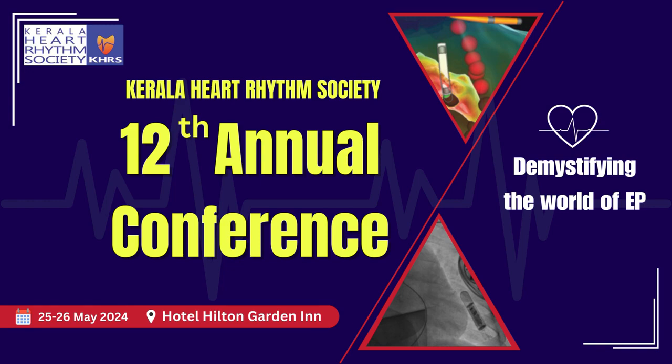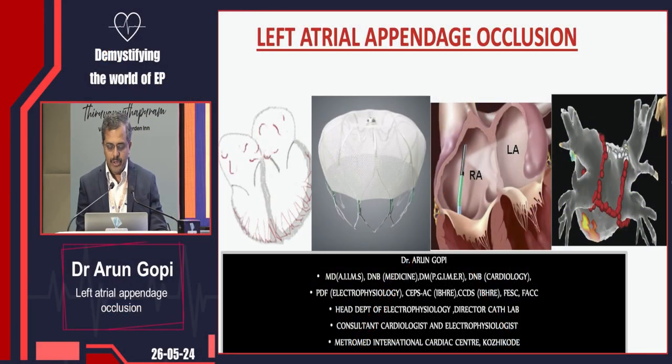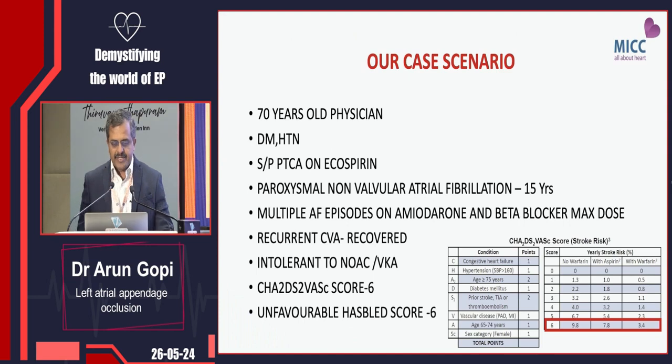So, moving on from the arrhythmic issue with AF, going on to the risk of stroke. Starting off with the index case, this case was done many years back, but Jyoti wanted me to present this because this topic he wanted to dwell on. This is the story of a 70-year-old doctor, diabetic, hypertensive, post-PCI on aspirin, troubled by recurrent paroxysms of AFib for the last 15 years, tried with multiple antiarrhythmics, amiodarone and beta blocker, to the maximum tolerated dose, continued to be symptomatic, had recurrent episodes of neurovascular ischemia, unfortunately not tolerating both vitamin K antagonist and NOAC. He is the father of one of our own colleagues.